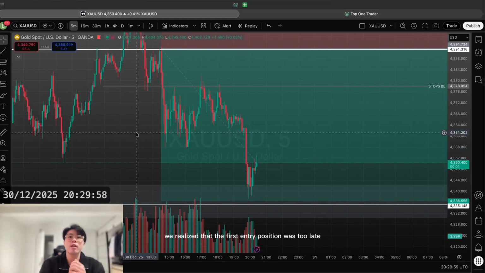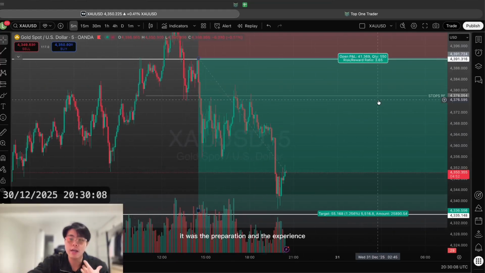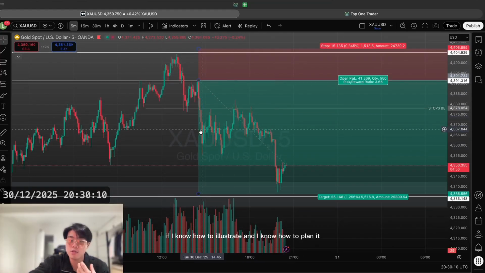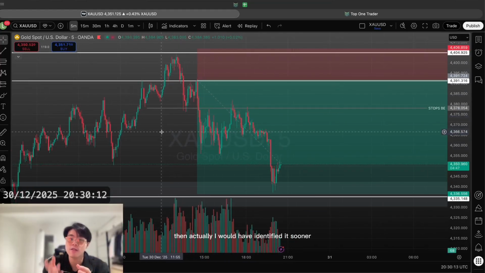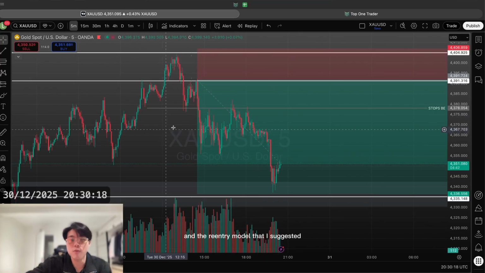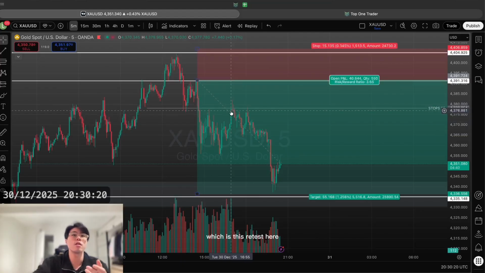We realized that the first entry position was too late. Actually, we were just late by maybe a couple of seconds because I didn't see that range. Again, it was the preparation and the experience. If I know how to illustrate and I know how to plan it, then actually I would have identified it sooner. Therefore, I would have actually prepared for the position on time. And the re-entry model that I suggested, which is this retest here, it wasn't too late.